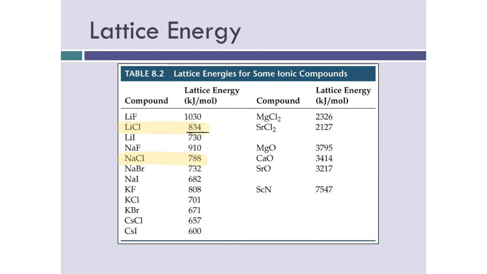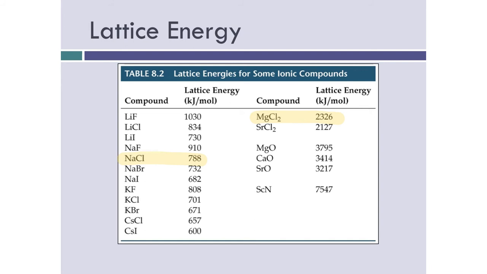All right, now if we took a look at sodium chloride versus magnesium chloride, we notice that magnesium chloride has a way greater lattice energy than sodium chloride does. And that is because the magnesium ion has a +2 charge. So with that greater charge, there will be a greater attraction between the positive and the negative ions. Therefore, it's going to require a lot more energy to separate the ions.